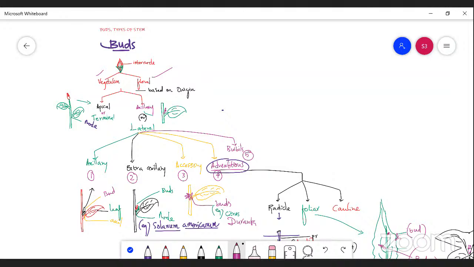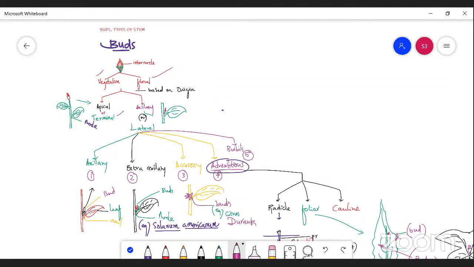Apical bud is also known as the terminal bud. It is also called the growing point of the stem on which buds arise, and the diagram indicates this very clearly. The second one, axillary buds, are the buds found in the axillary part of the leaf. It is also known as a lateral bud. The lateral buds are further classified into axillary, extra axillary, accessory, adventitious, and bulbils.